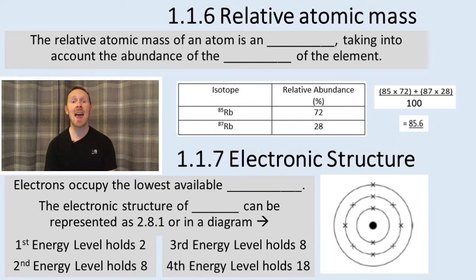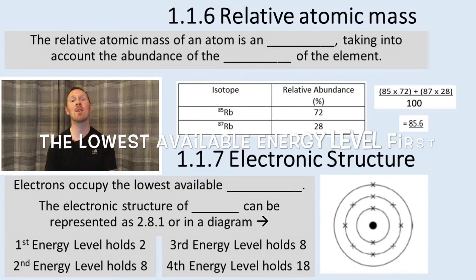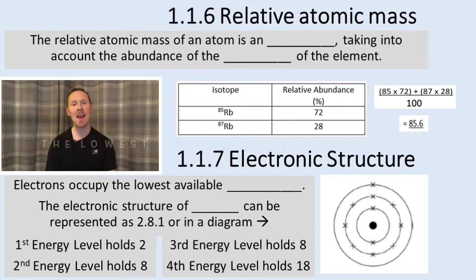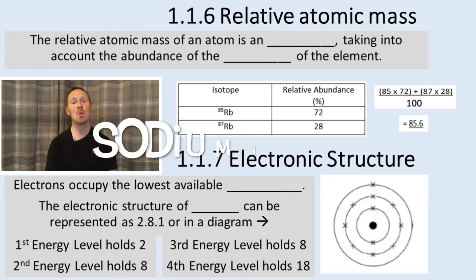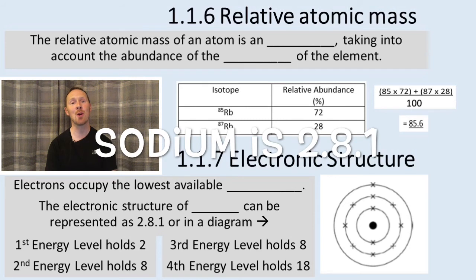So if we take an element, let's say sodium, which is the common example that we go to at GCSE. The atom of sodium contains 11 electrons. That means when filling up the electron shells, we fill the first shell first. The first energy level can hold 2 electrons. Then there are 9 electrons left for sodium, so we put 8 electrons into the second shell, which means we've got 1 electron left to go in the third shell. So the electron configuration for sodium is 2.8.1.